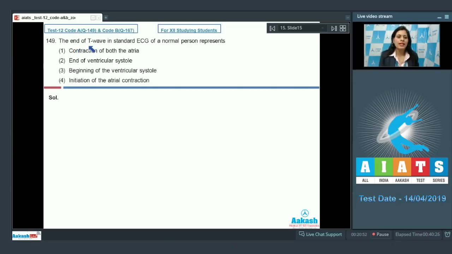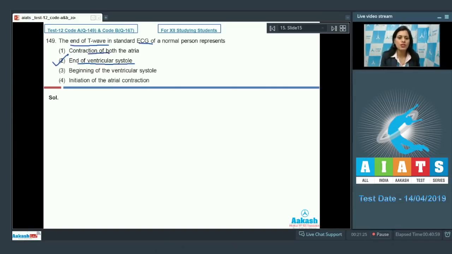Question number 149. The end of T wave in standard ECG of a normal person represents, and the options are contraction of both the atria, end of ventricular systole, beginning of the ventricular systole, and initiation of the atrial contraction. And the correct answer to this question is option number 2. The end of T wave in a typical standard ECG of a normal person represents end of ventricular systole. Let's discuss rest of the options.